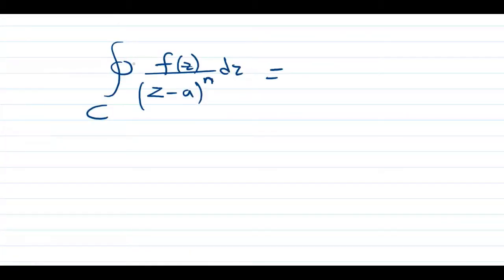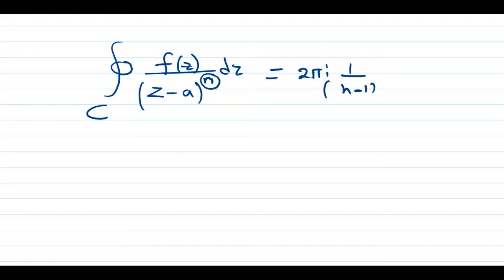Before we start the problem, let's look at one more important concept, that integration f of z upon z minus a raised to power n. So now here it is not a simple pole, it is a pole of order n. So this integration answer is 2 pi i times 1 upon n minus 1 factorial.